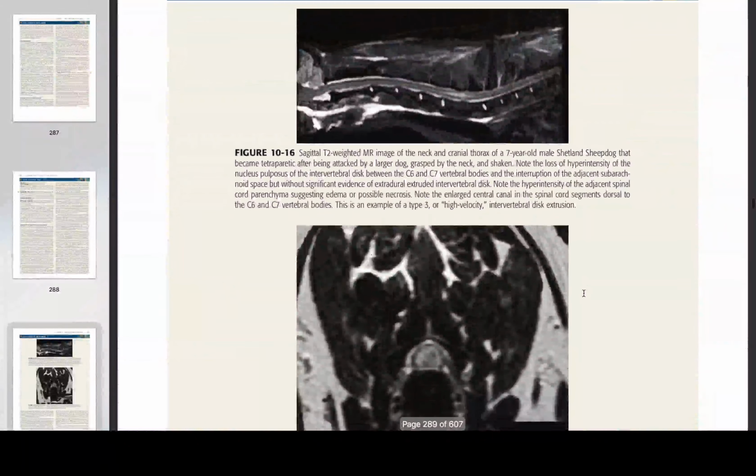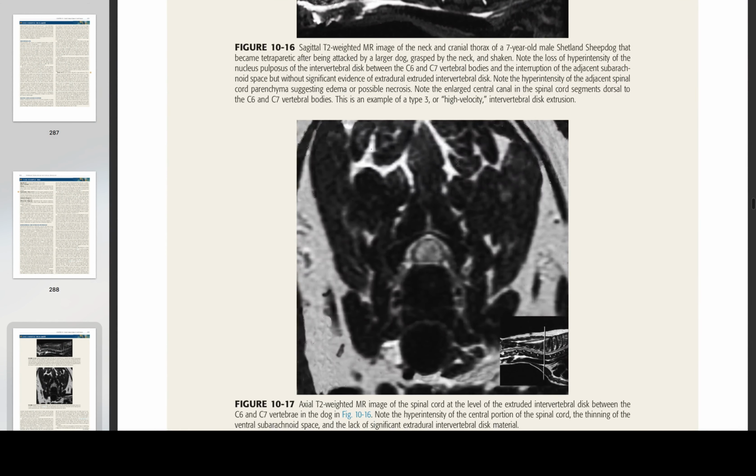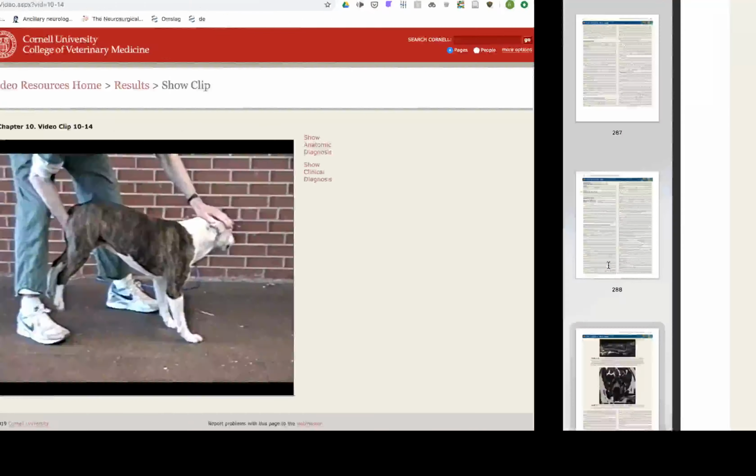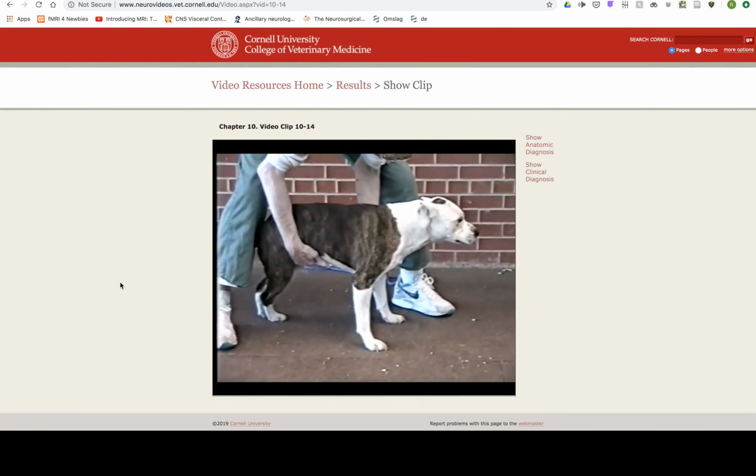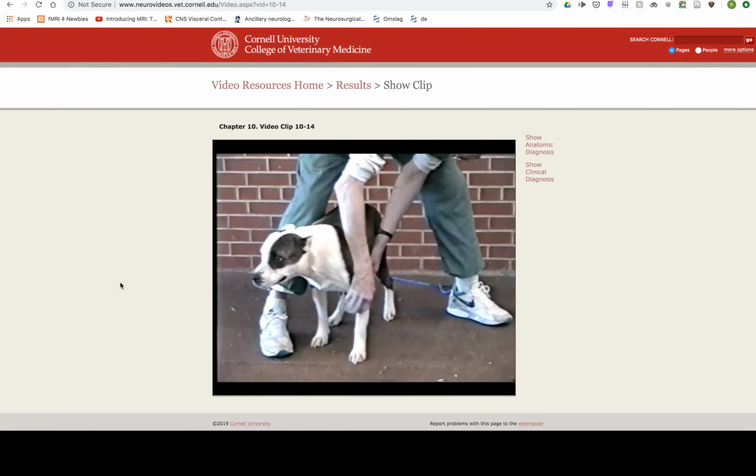Figures 10-16 and 10-17. A recent report described this syndrome as an acute non-compressive nucleus pulposus extrusion. Clinicians refer to these as high-velocity disc extrusions, or a type 3 disc extrusion. Myelography reveals diffuse intraparenchymal swelling at these sites, which is associated with attenuation of the subarachnoid space. At surgery, the spinal cord appears edematous or slightly bruised. Minimal evidence of any extruded intervertebral disc material is seen in the extradural space.